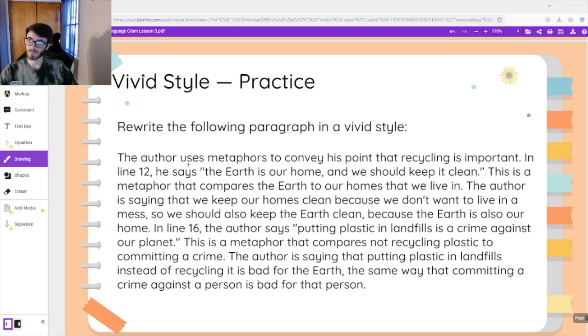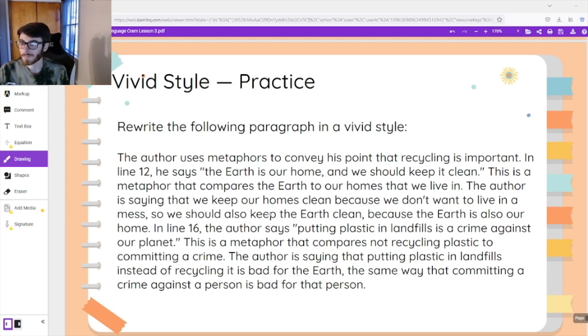The author is saying that putting plastic in landfills instead of recycling it is bad for the earth, the same way that committing a crime against a person is bad for that person. You don't need to drastically change everything here, right? But identify things that are bad in here, that are not vivid, that are not interesting, that are boring, and make it more vivid, make it more interesting. Take as much time as you need. When you are done, unpause, and we can talk about it.